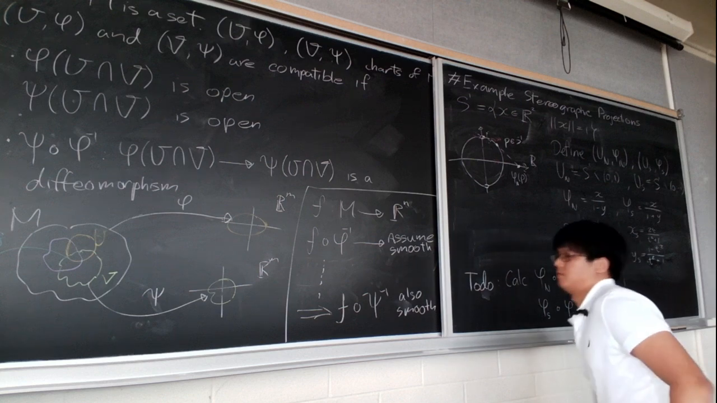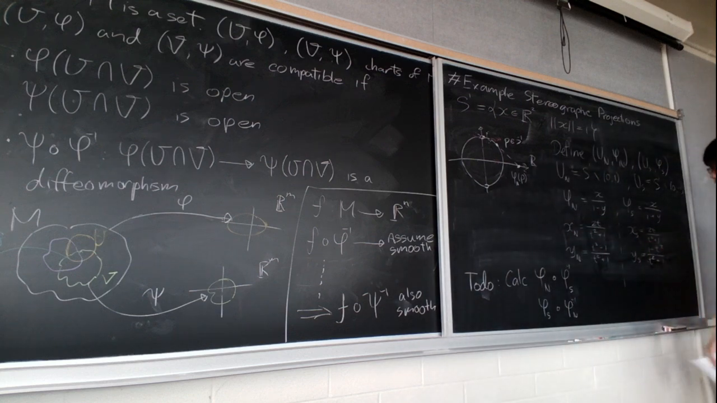Remember, the point at infinity is going to get mapped to 0, and 0 is going to get mapped to the point at infinity. Complex analysis enjoyer: what should I get? Phi n composed with phi s inverse. What is the answer for a sphere in complex analysis? Maybe inversion. Yeah, that's right. If you compute that, you should get 1 over t.